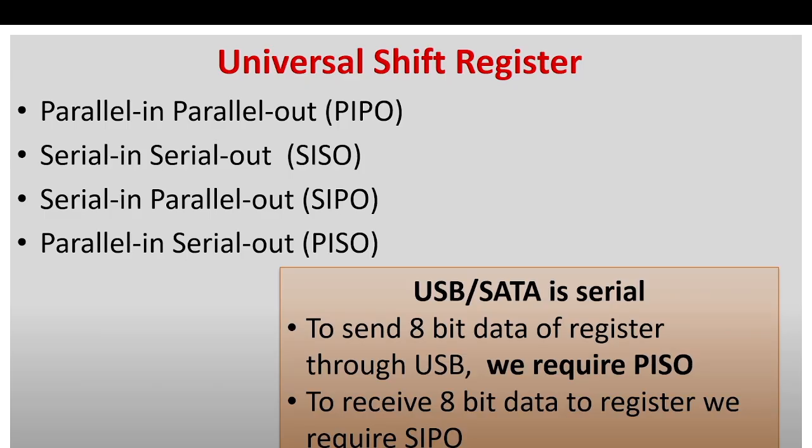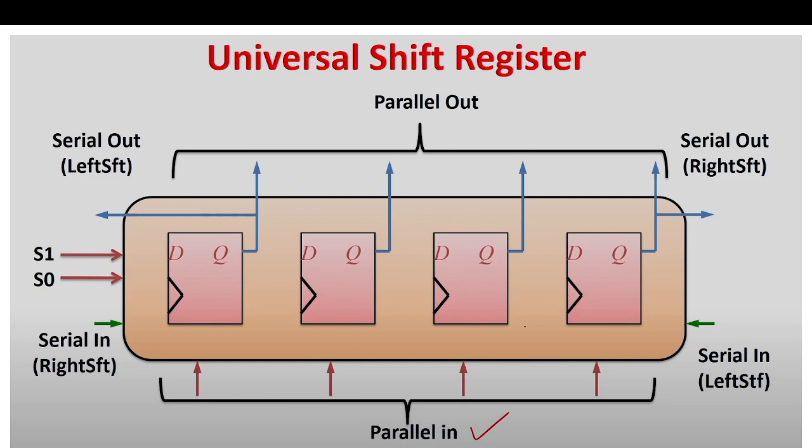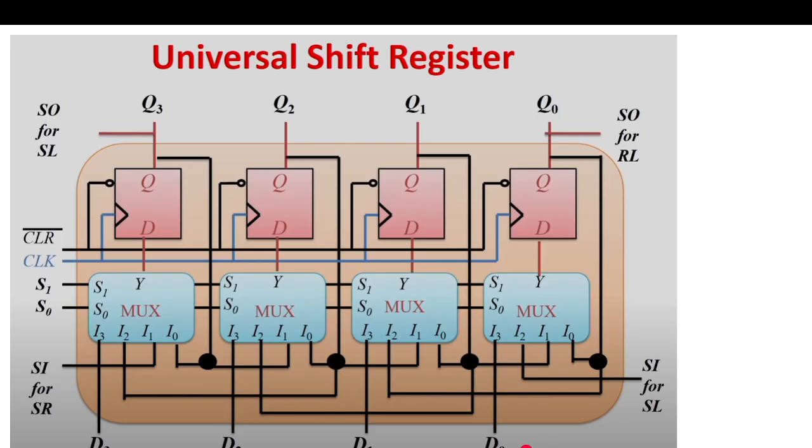So, universal shift registers. In a shift register, we want to have 4 operations: parallel in, parallel out; serial in, serial out; serial in, parallel out; and parallel in, serial out. So we have a serial input, a serial output, a parallel input, and a parallel output. In this way, we can design it to perform all 4 operations.